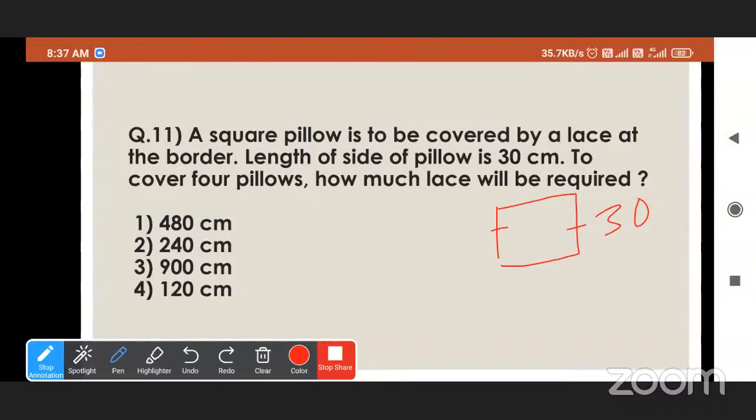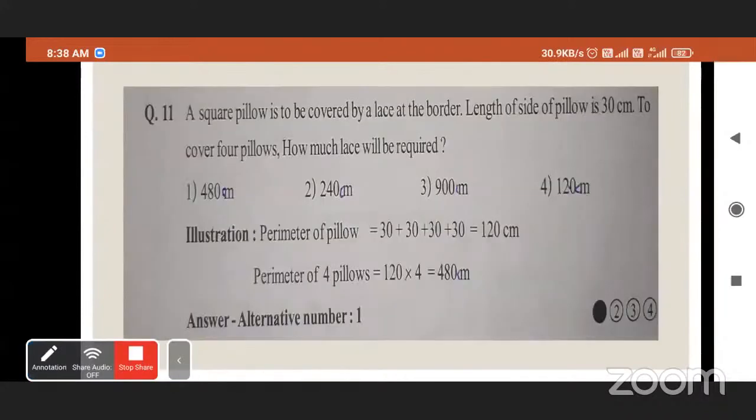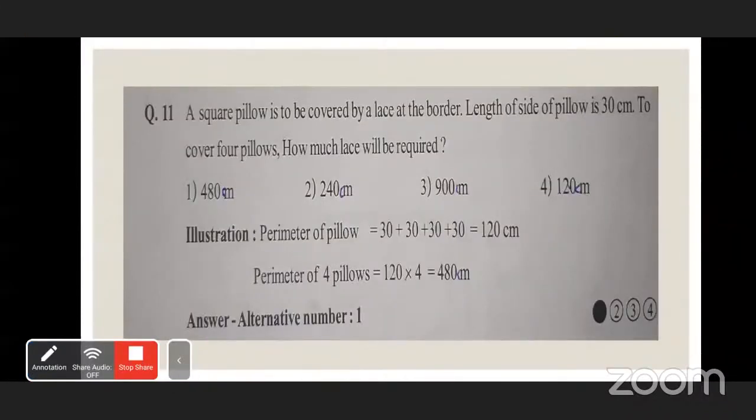So what we have to do? Multiplication. So the perimeter of one pillow is 120. If we multiply it by 4, then we will get the total length of lace. 480 centimeter. Yes, is it correct? Yes. So 480 centimeter lace will be required. Good. See here, the first one is correct option.